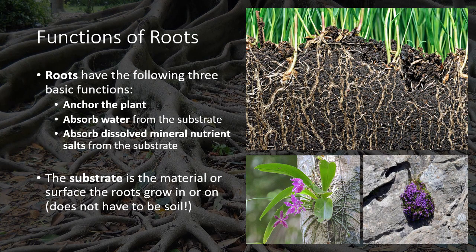Because in horticulture, we don't typically grow plants in soil unless we're in a landscape. In a nursery or in a greenhouse setting, we're typically using potting medias, which are composed of mixtures of components like peat or bark chips or perlite or vermiculite, and those are not really soil components. So just to summarize, roots anchor the plant. They help the plant absorb water from the growing substrate, and they help absorb dissolved mineral nutrient salts from the substrate, the mineral nutrients that plants need in order to live and grow.